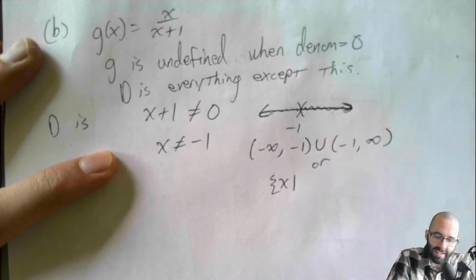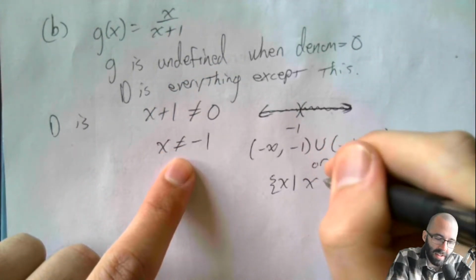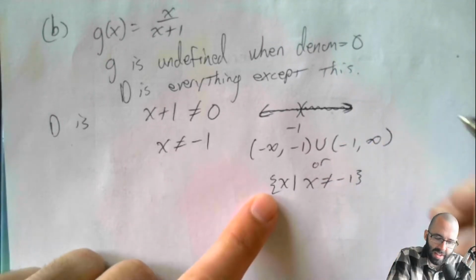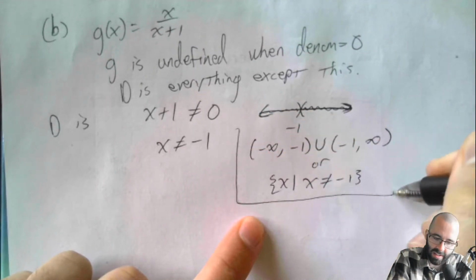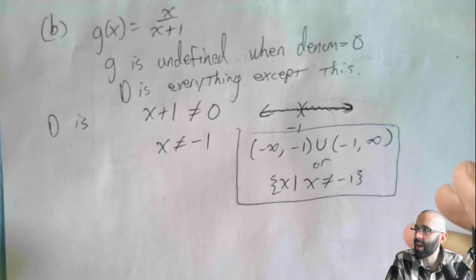Say it's the set of all x such that, as always, and then just plug in your inequality: x is not equal to -1. So I think set builder notation is actually a little nicer here than interval notation, but you can use either. I'm never going to force you to use one way or the other.